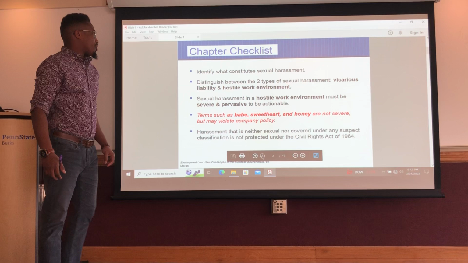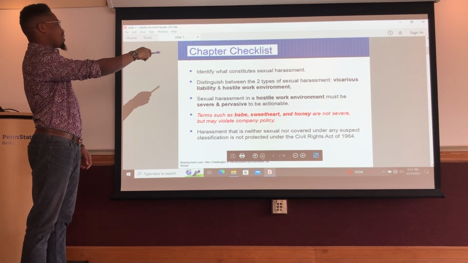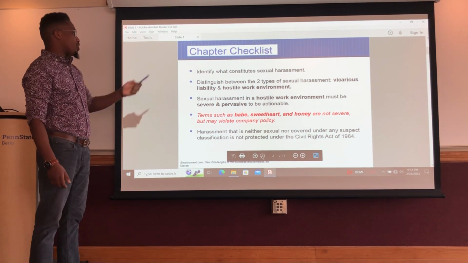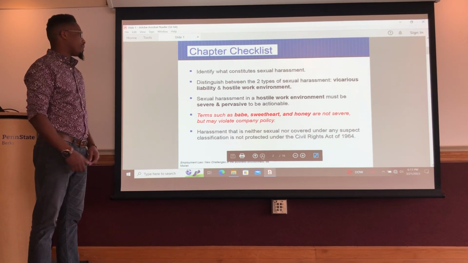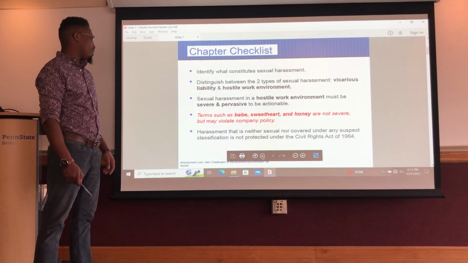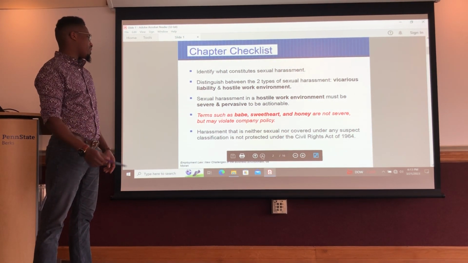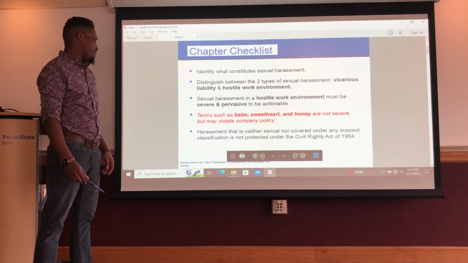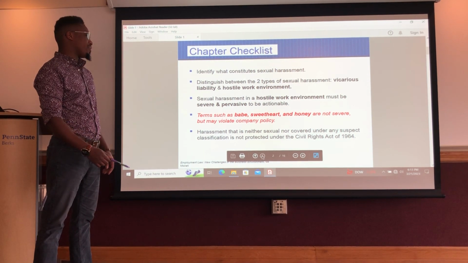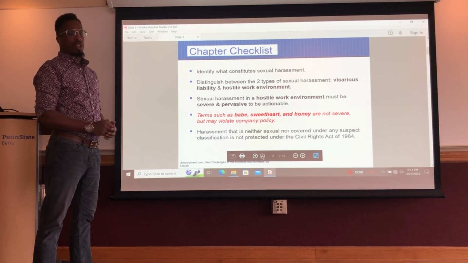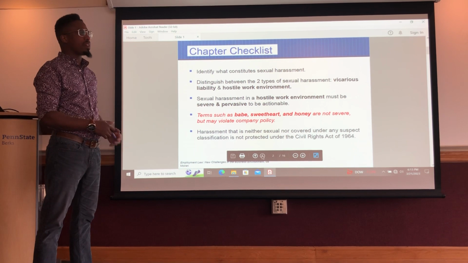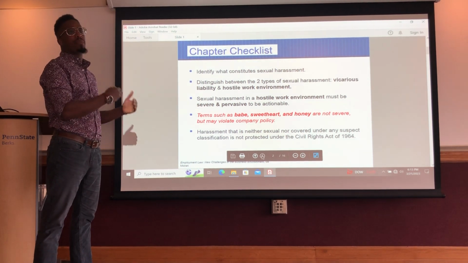Okay, so our chapter checklist. We want to identify what constitutes sexual harassment, and distinguish between two types of sexual harassment, which are vicarious liability and hostile work environment. Sexual harassment in a hostile work environment must be severe and pervasive to be actionable. Terms such as babe, sweetheart, honey are not severe, but may violate company policy. Harassment that is neither sexual nor covered under any suspect classification is not protected under the Civil Rights Act of 1964. Wording in law is very important, and this is how certain behaviors slip through the cracks in the workplace, because they don't fall specifically under any particular act.